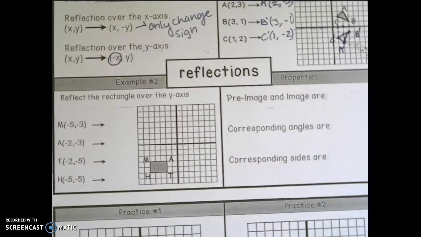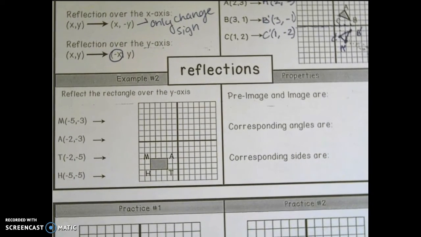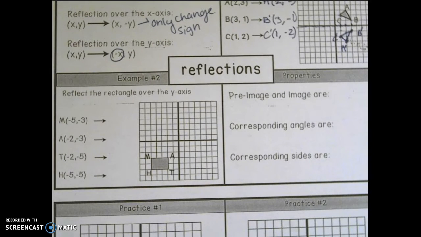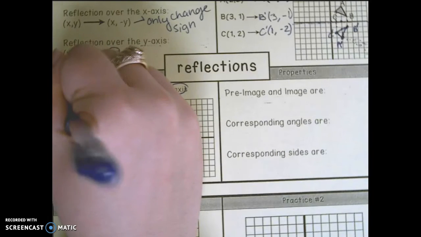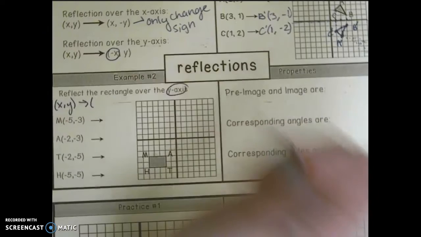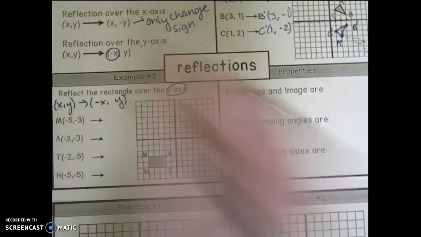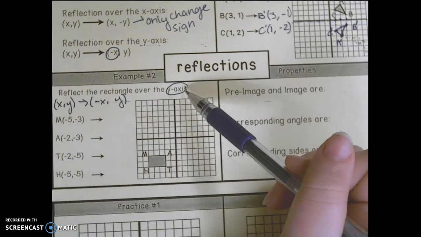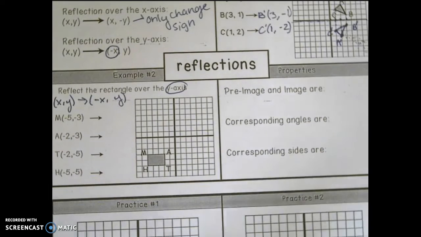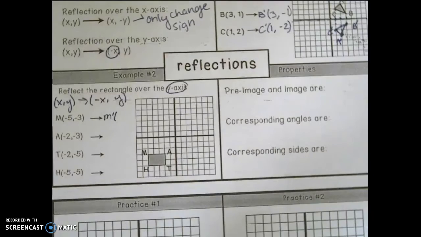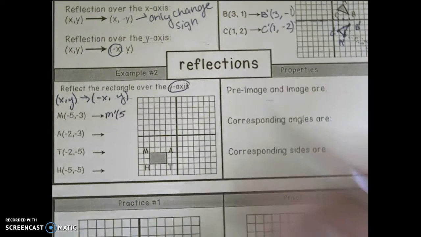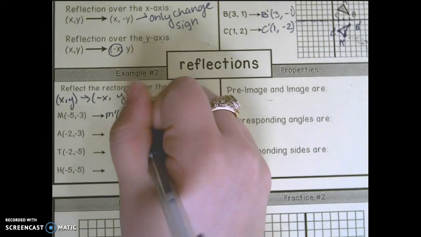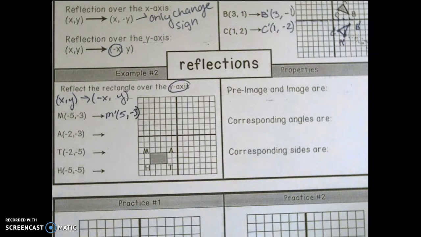Alrighty, the reflections. Example number 2. This says reflect the rectangle over the y-axis. So my y-axis. If we're flipping it over the y, we will have our x and y go to -x, and then our y will stay the same because we flip the sign of the opposite axis we're flipping over. So my M would go from a -5 to a +5. So we're just changing the sign of my x. And my 3 will stay a -3. So my y stays a -3.